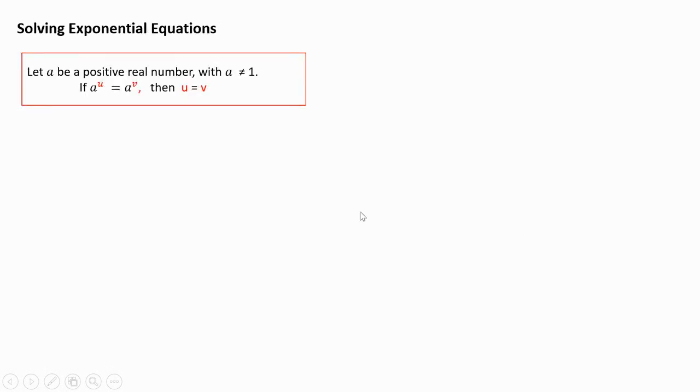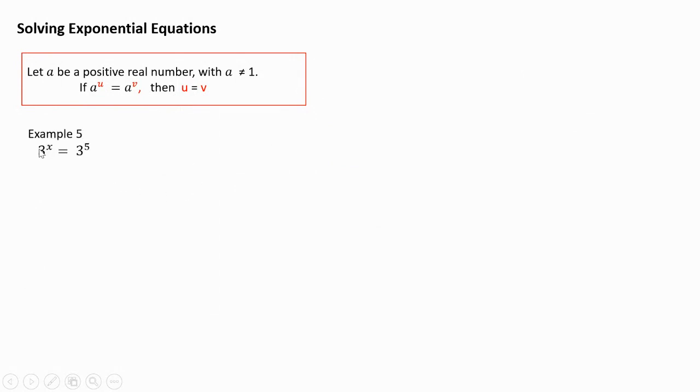Okay, so here's a property. It says let a be a positive real number, which means a is your base, with a cannot be 1. Because if it's 1, it doesn't matter, because 1 to whatever power will be 1. In this book, they don't call this a specific property or rule. They just give you the property. But in some other books, it's called the 1-to-1 property. For example, if you have the same bases, then the exponents must equal each other.